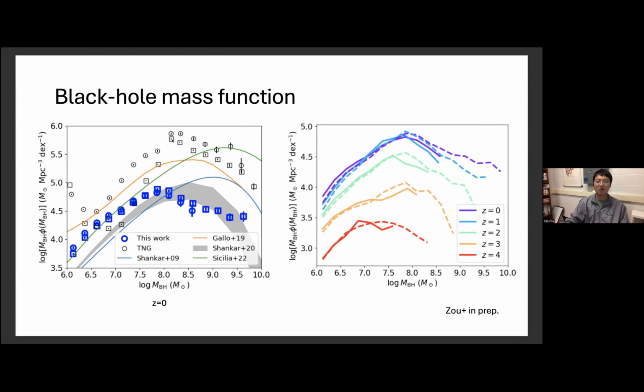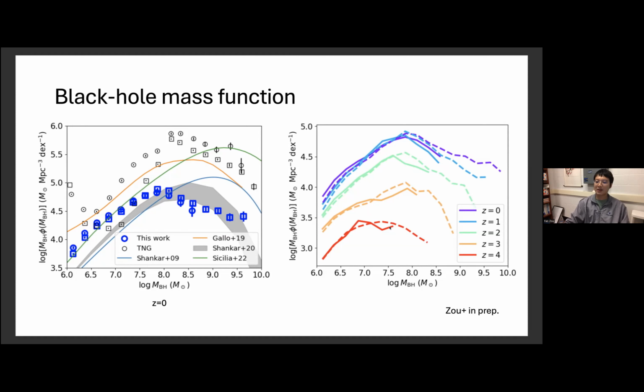I also want to mention that these black open points are the TNG black hole mass function themselves. TNG also includes the supermassive black hole population, but their black hole mass function is far above the actually observed one. That's my point, that their recovered supermassive black hole population is not that reliable. With our post-processing, we can obtain a more robust supermassive black hole population, and that's the local black hole mass function.